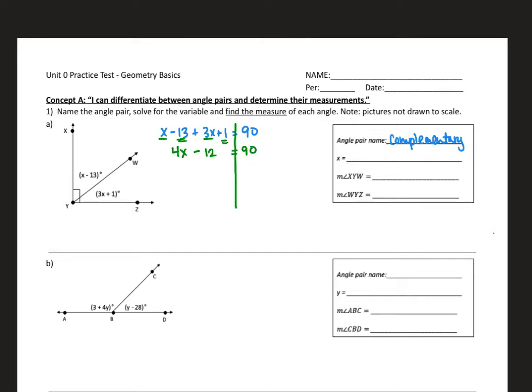And now we are going to add 12 to both sides. So I have 4x equals 102. And then the last step is we're going to divide both sides by 4. So 102 divided by 4 is 25.5. So x equals 25.5.